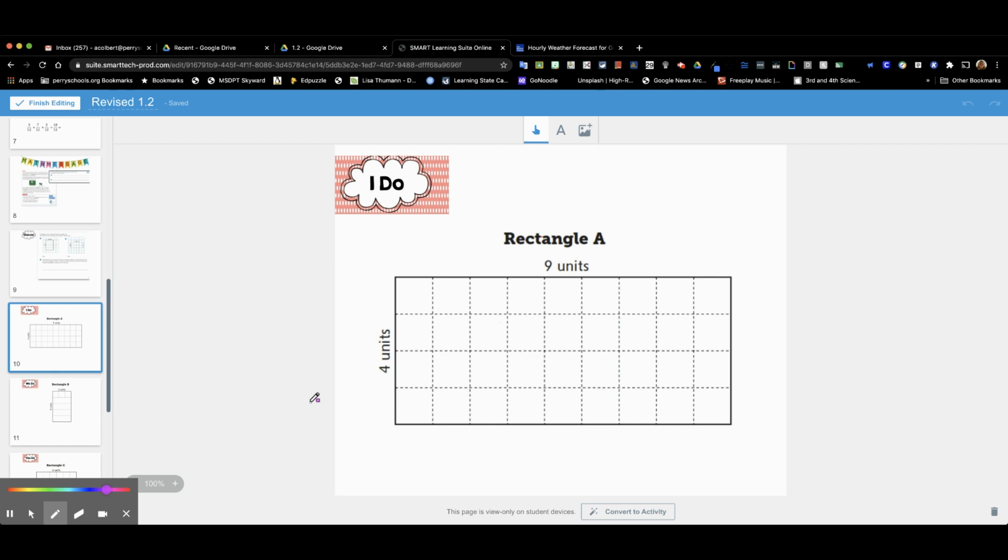What I would do with a problem like this: I see it's a 4 by 9. I said I have 4 by 9. Well, I know that 4 times 9 is 36.